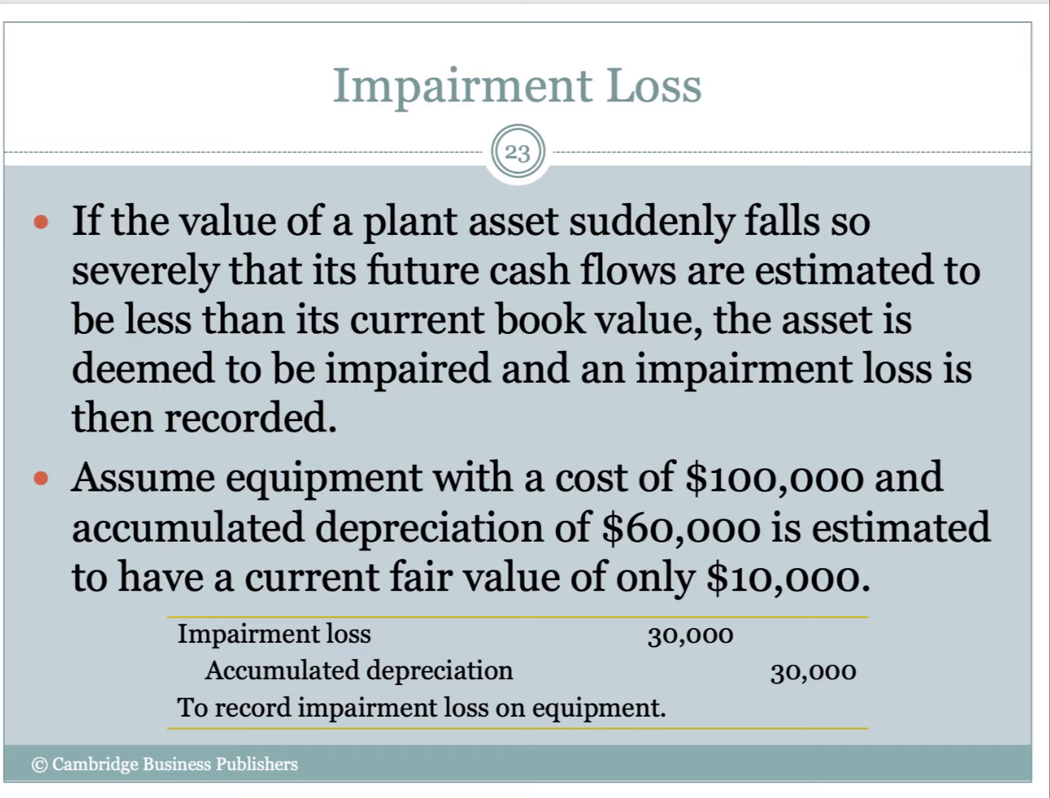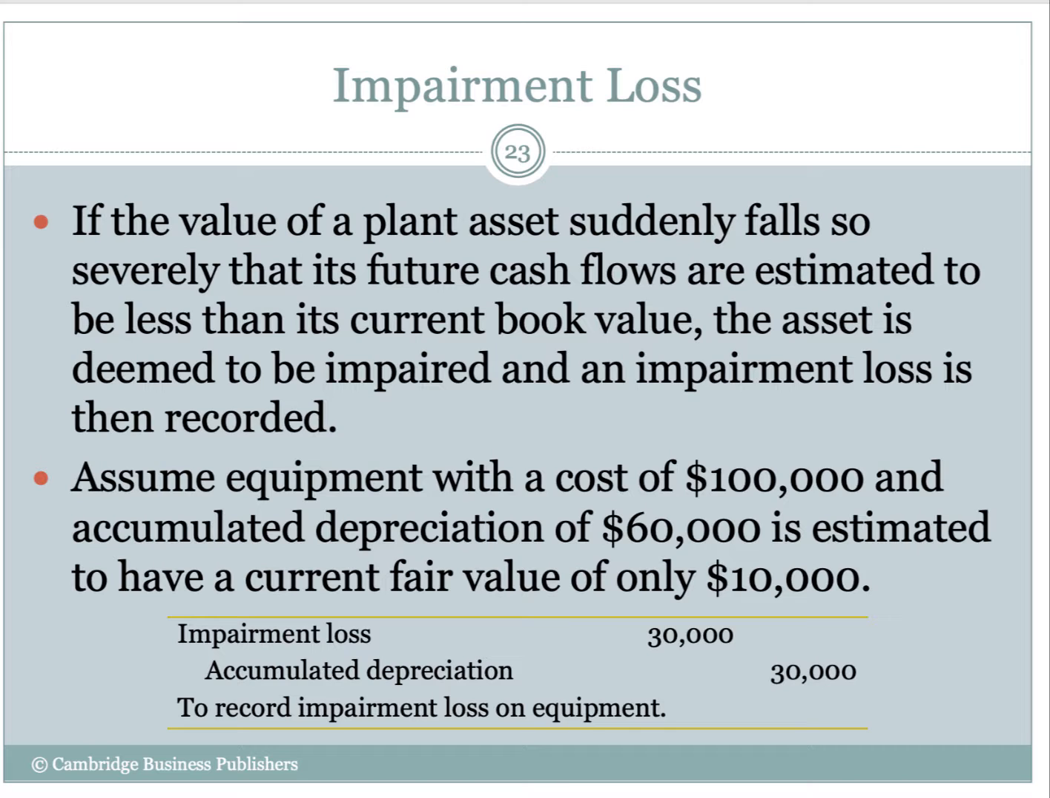So let's assume equipment with a cost of $100,000 and accumulated depreciation of $60,000. That means how much is it on our books for? It's $40,000. It's estimated that the current fair value of this piece of equipment is only $10,000. We have an impairment loss. How do we know that?